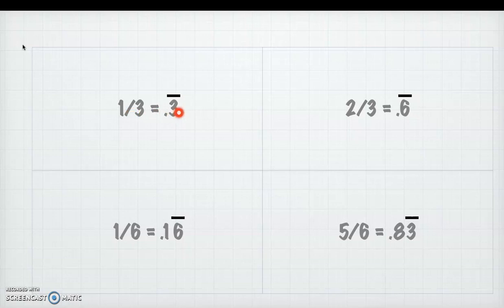That means 1/3 is actually 0.33333333. Then I have 2/3 equals 0.666666 and so on. 1/6 equals 0.166666. And 5/6 equals 0.83333333 and so on. So how am I going to write that down? By drawing a line on top of the digit that actually repeats. Let me show an example using 2/3, which equals 0.6 repeating.